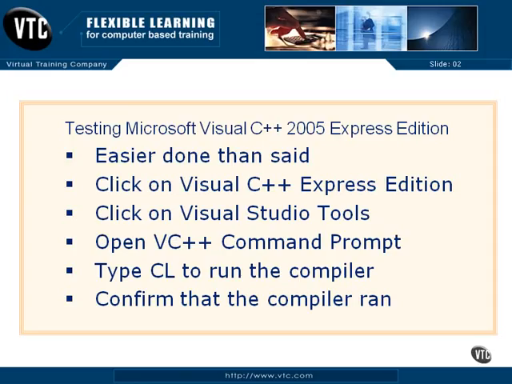Now we're going to test our Microsoft Visual C++ 2005 Express Edition compiler, which is actually easier done than said. Here's all we need to do. After you install the Express Edition compiler, you click on Start, of course, All Programs, and then the Visual C++ Express Edition item. Now don't go right to the compiler. That brings up the IDE. We want to click on the Visual Studio Tools, then the command prompt. Then we will type CL to run the compiler, and we'll confirm that it actually ran. Let's go over and do that.